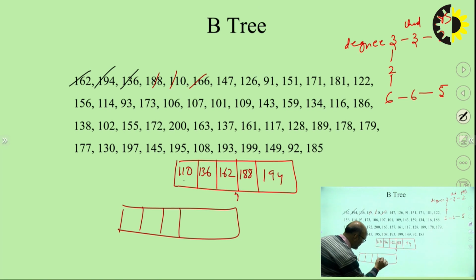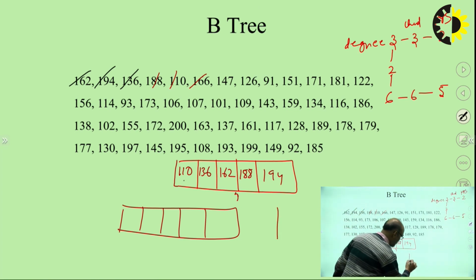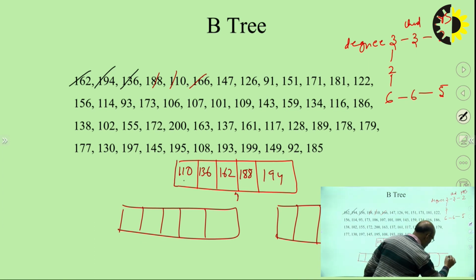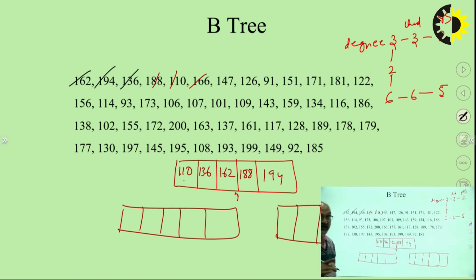One, two, three, four, five. One, two, three, four, five. I have quoted the similar node. Means these all nodes are similar to previous one, having maximum occupancy, that is 5.